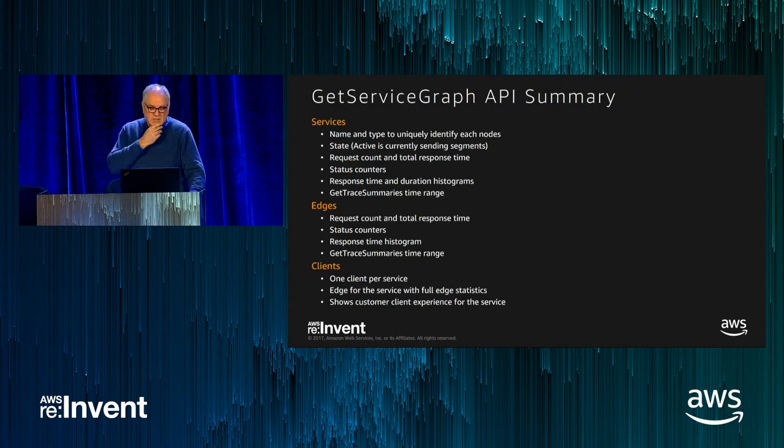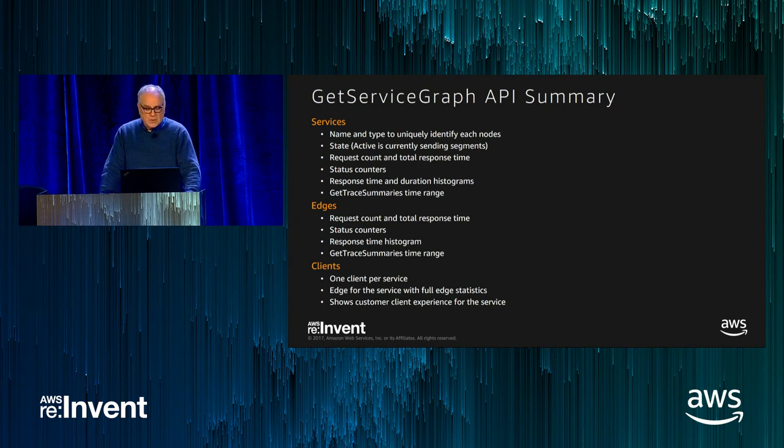So to summarize the Get Service Graph API, it's a cornucopia of information. I was really looking for a way to use that word. It's a really, really useful lot of information that is done by us in the service post-processing those traces that you send us. So the services have a name, obviously, so you can reference them. We indicate whether or not it is currently active in sending segments, the segments being the piece of the story from that particular microservice for the overall trace. Request counts and response times, various status counters, the histograms.